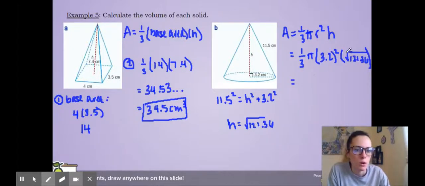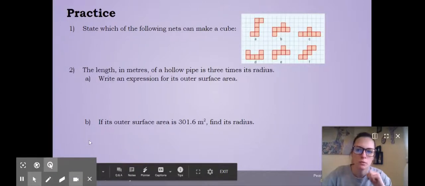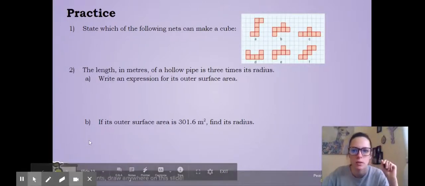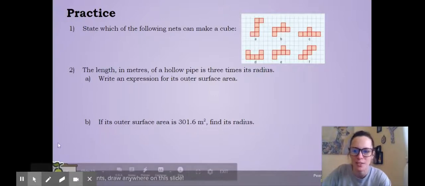When I put all of this into my calculator, I get around 118.131. So to 3 significant figures, I get 118 centimeters cubed or cubic centimeters. And so we have a few practice problems ready for you. Again, I encourage you to pause the video, try them on your own, and then check back in a second for the answers.